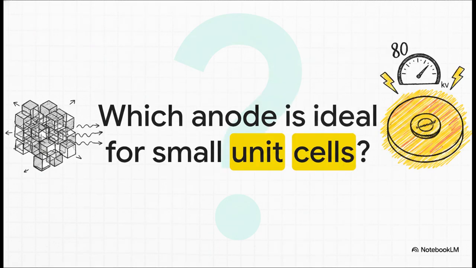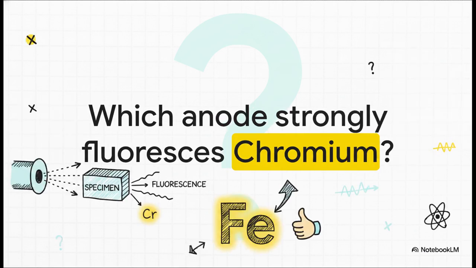Okay, question 4. You're deep into metallurgy now, looking at a dense metal alloy with tiny, tightly packed unit cells. What do you need? You'll want that short wavelength, high-power molybdenum at 80 kilovolts. Last one, and it's a bit of a trick question about drawbacks. Which anode comes with the specific disadvantage of strongly fluorescing chromium if it happens to be in your sample? If you remembered iron, awesome job. You always have to anticipate what secondary radiation your anode is going to trigger in the specimen.